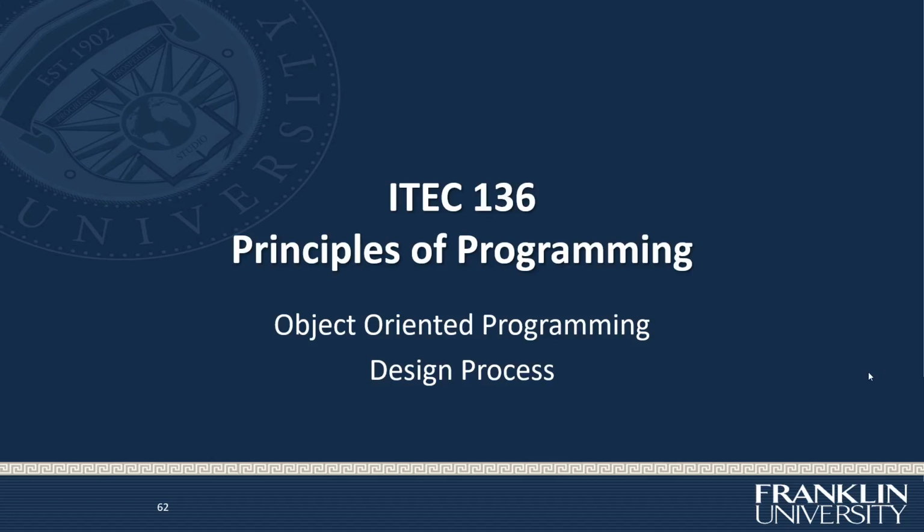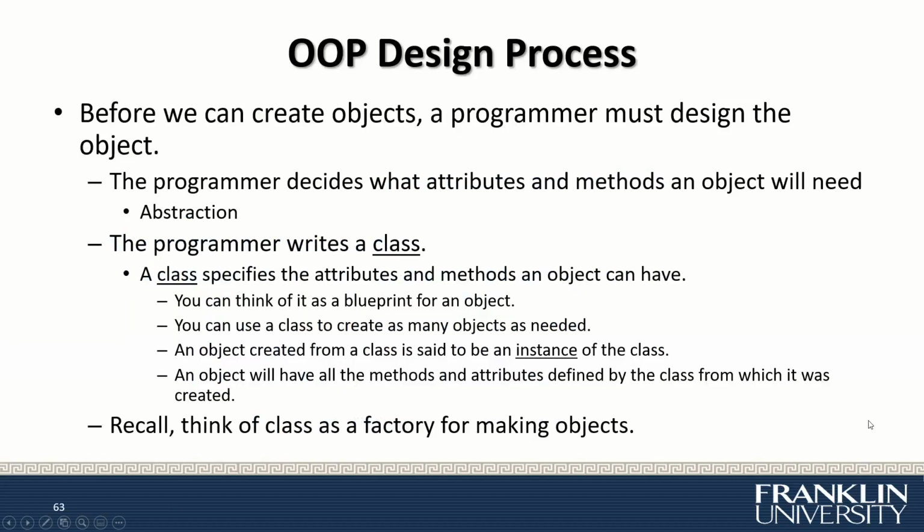In this lecture, I will go over the object-oriented programming design process. Before we can write an object, a programmer must design the object. The programmer decides what attributes and methods an object will need. We use abstraction to extract the object, attributes, and methods from the problem statement.